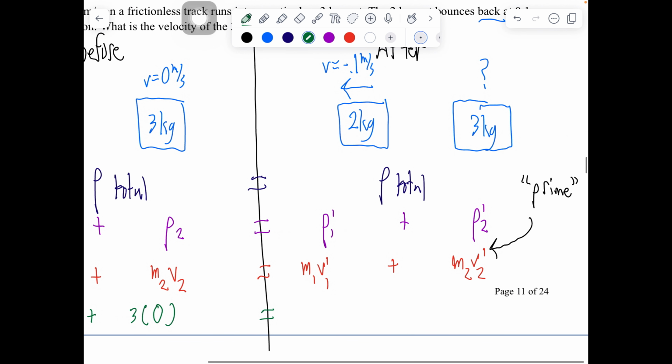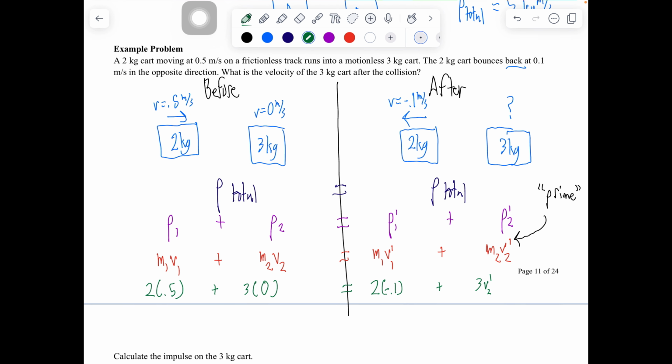Then you say, okay, right-hand side. Mass of object 1 is still 2. So velocity is now negative 0.1. Again, that negative is so important. Be careful. Do not forget to make that negative since it's bouncing backward. We know the mass of object 2 is still 3, but we do not know the velocity of it after the collision. That's what we're solving for.